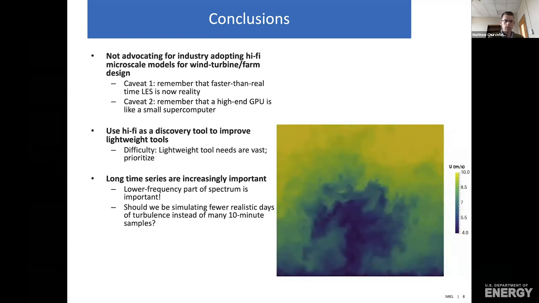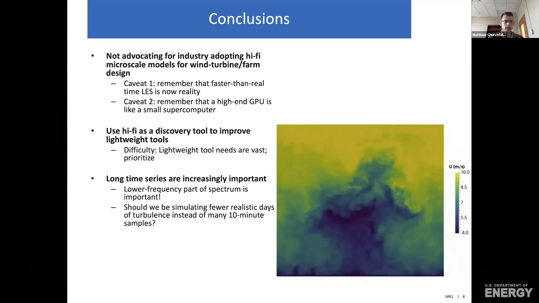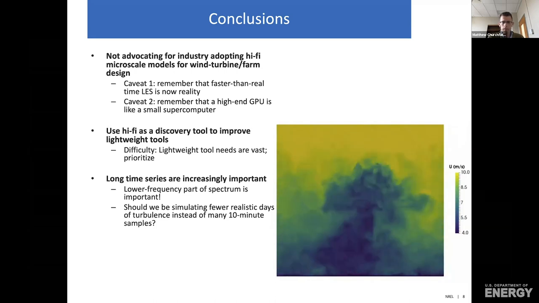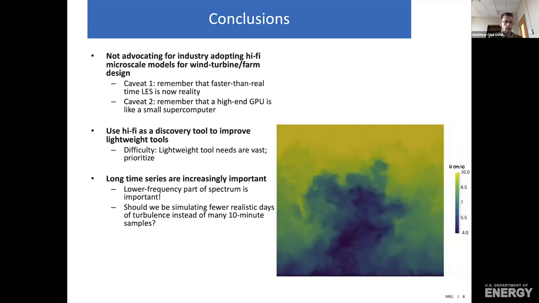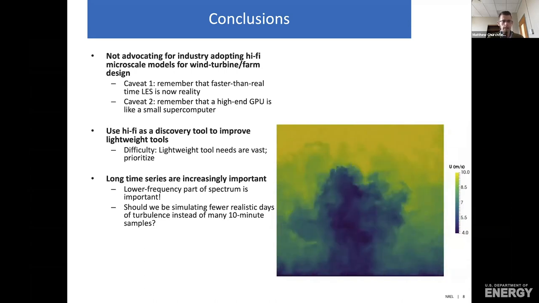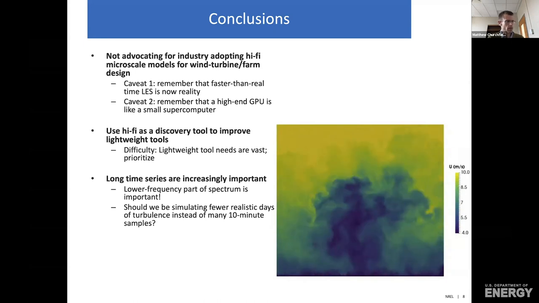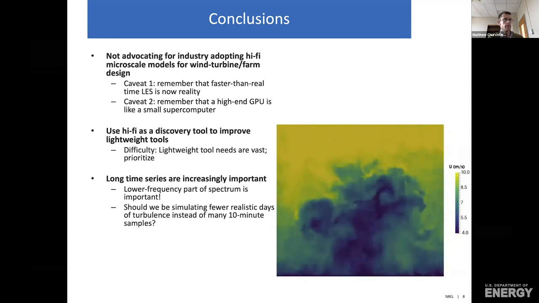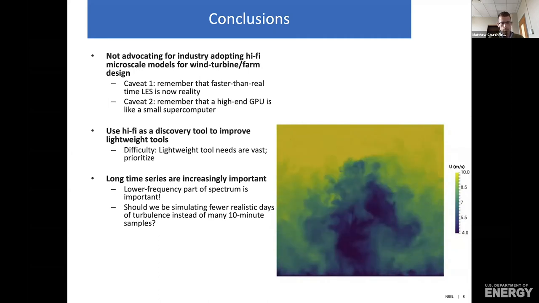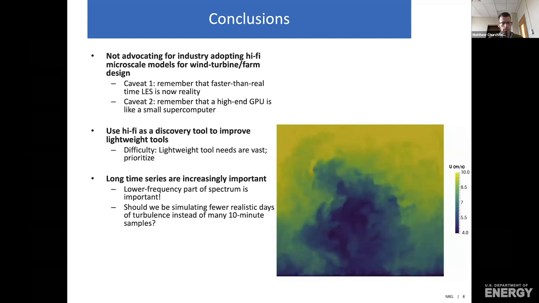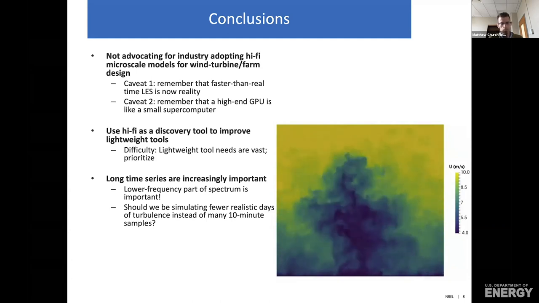But please do remember that now faster than real-time LES is available, and that high-end GPUs are like a small supercomputer, and those are available now. So we can use high-fidelity microscale modeling as a discovery tool to improve lightweight tools. Andreas showed an animation from a tool called FastFarm, which is really pretty neat because it's a mid-fidelity tool that runs on a modest number of CPUs, yet you can get a lot of the unsteadiness that you would get out of LES for a very small fraction of the cost. And that's a good example of a tool where high fidelity modeling was used to design that tool.